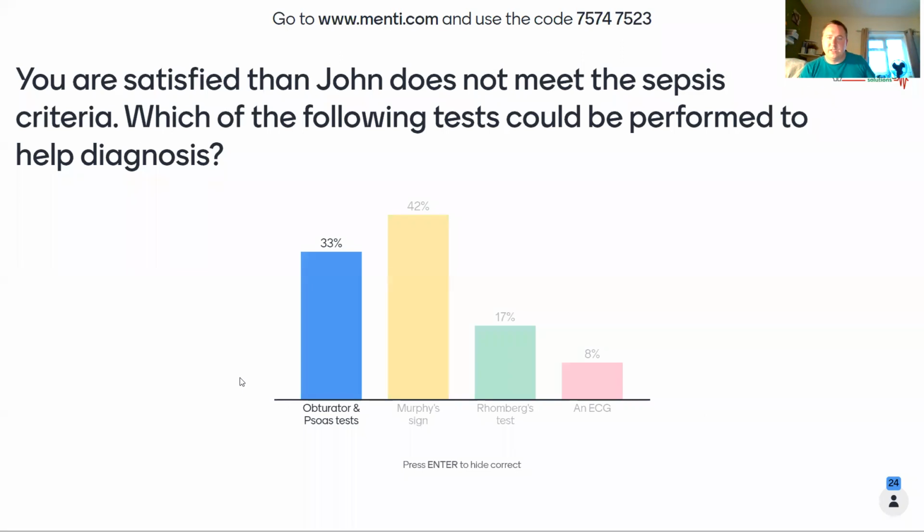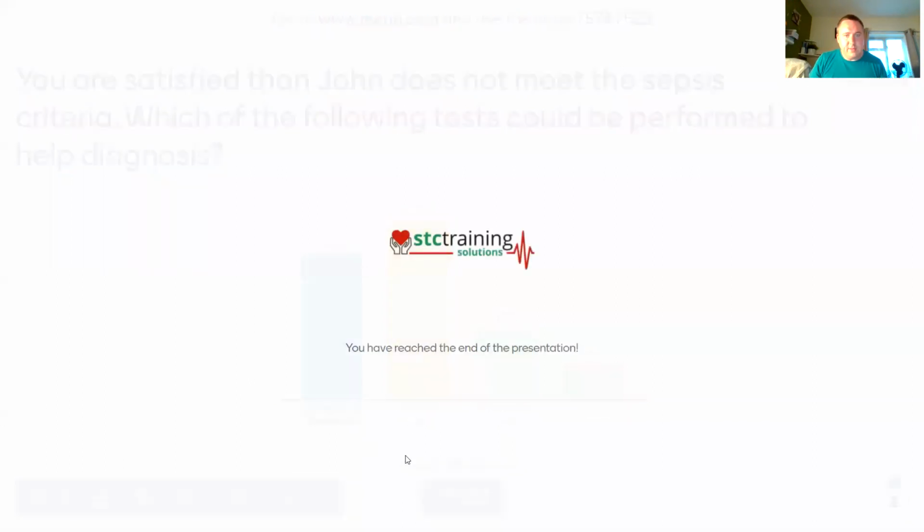McBurney's point, tenderness, rebound tenderness, absolutely. McBurney's point is when you get referred pain to the opposite side, and rebound tenderness, as we've talked about, is when you let go, you get that intense pain. So well done, Stuart. So obturator and psoas, have a look at those. They are useful tests.